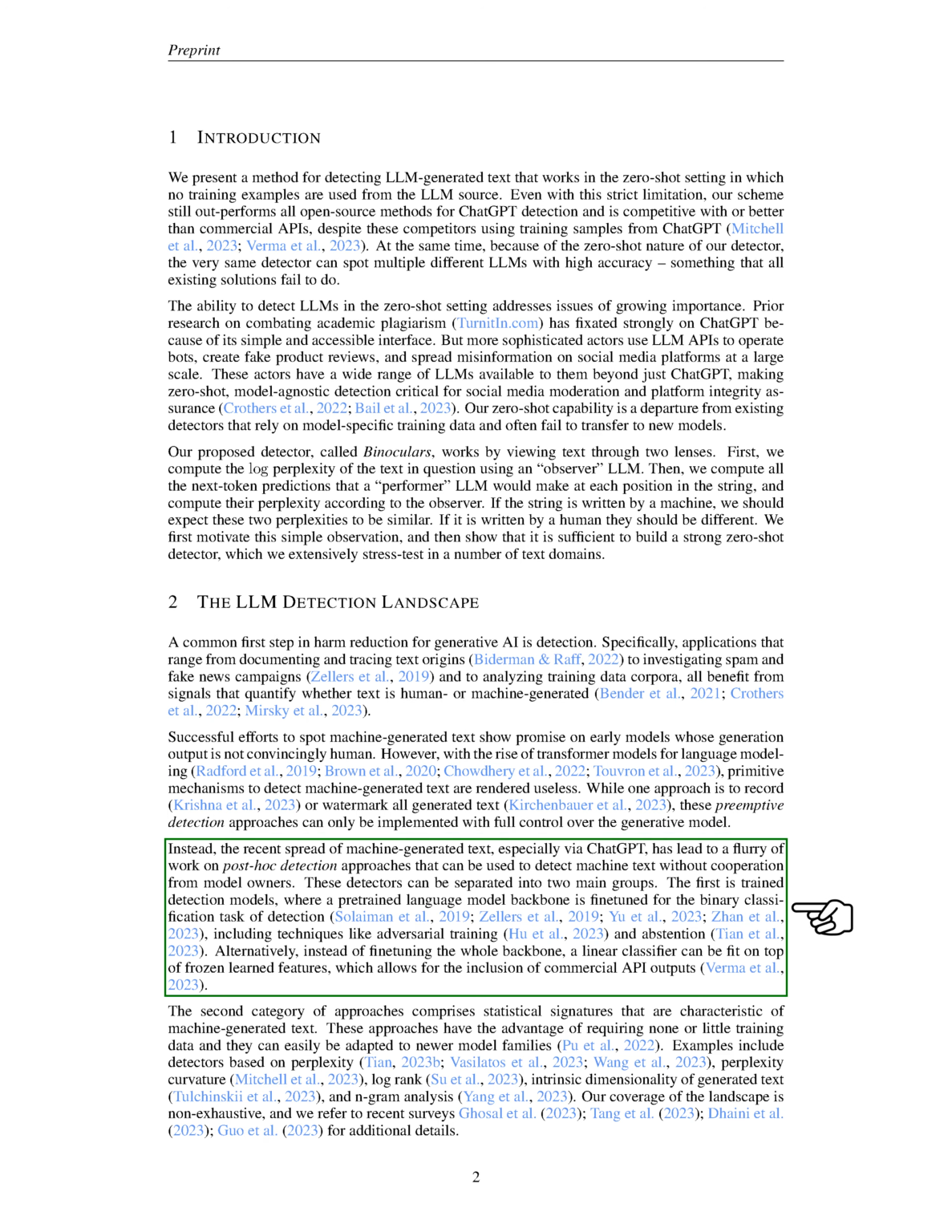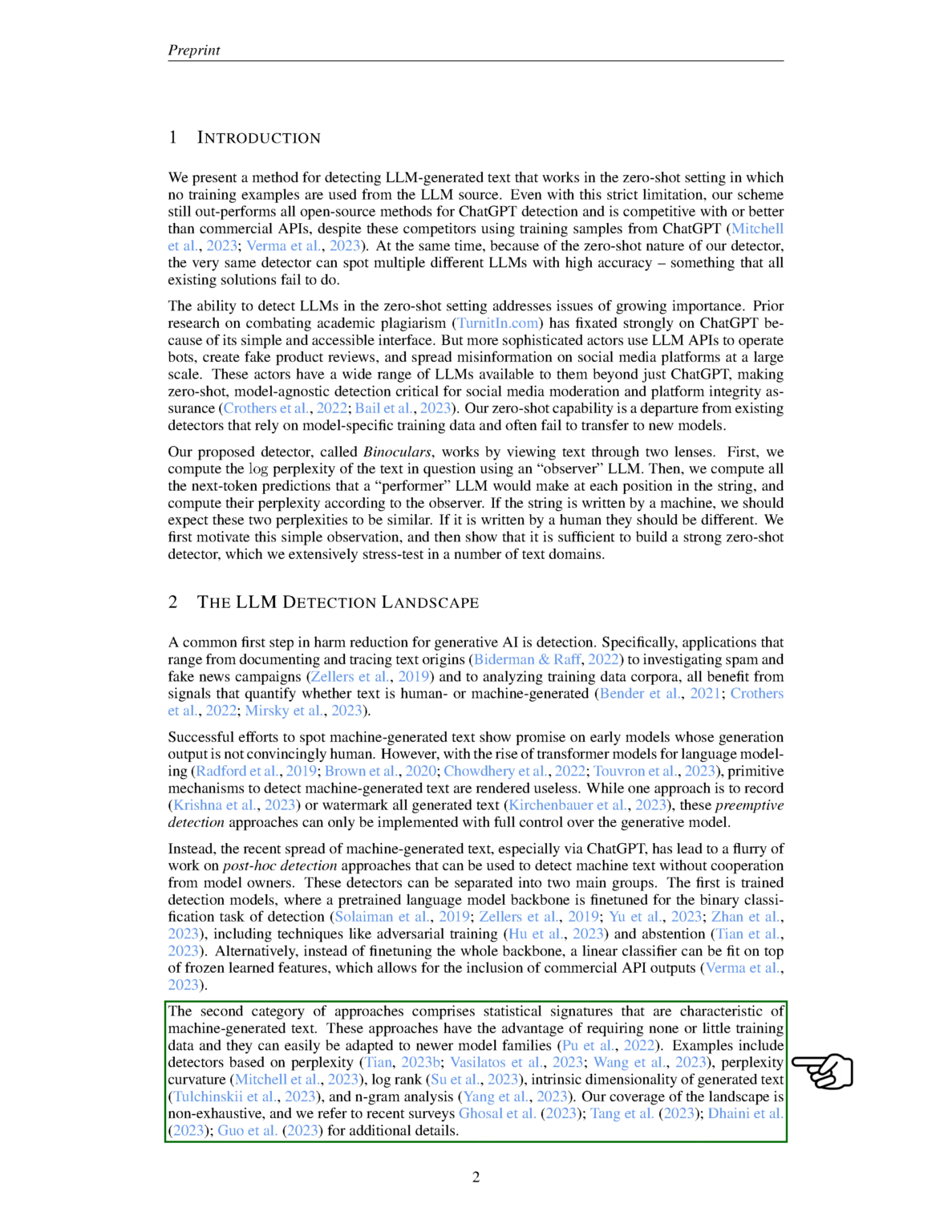Detectors can be divided into two main categories. The first includes trained detection models, where a pre-trained language model is fine-tuned for the binary classification task of detection. The second category includes methods that identify statistical signatures characteristic of machine-generated text. These methods require little or no training data and can easily be adapted to newer model families.